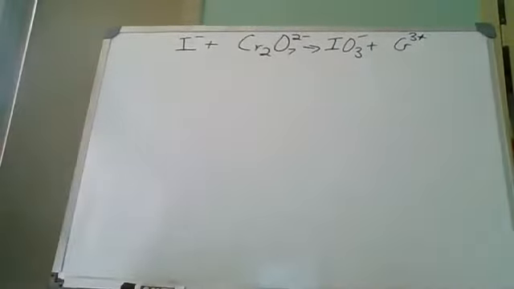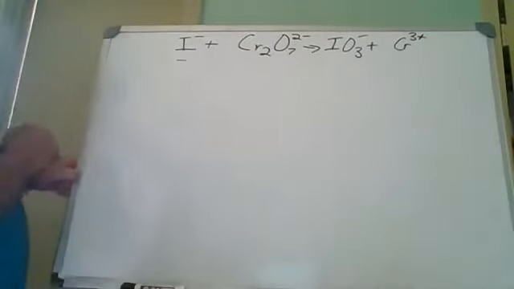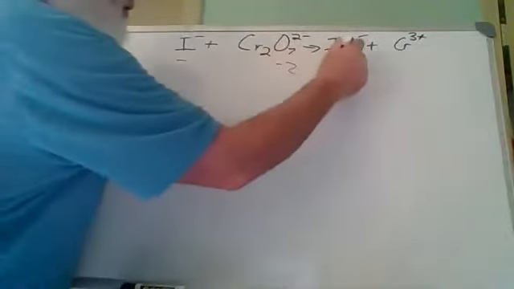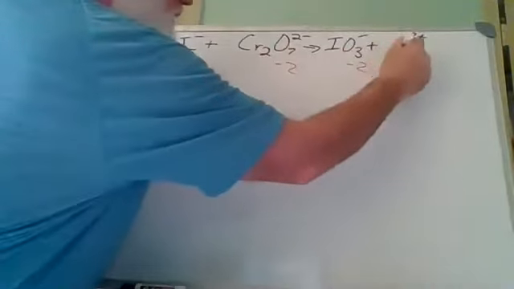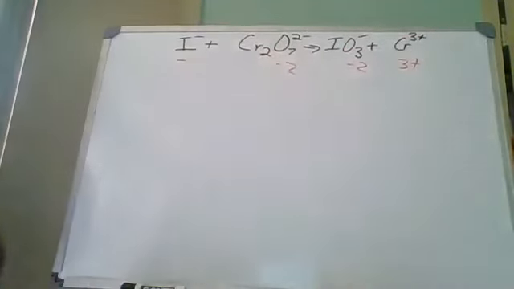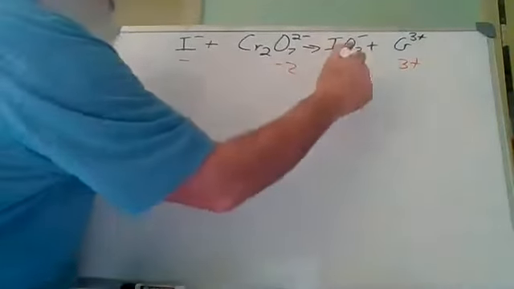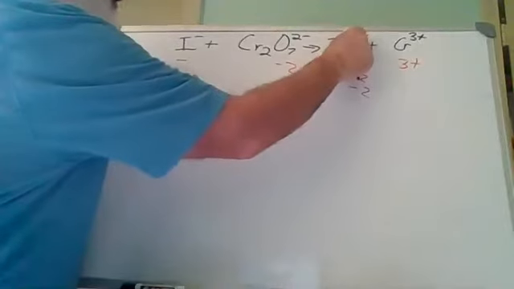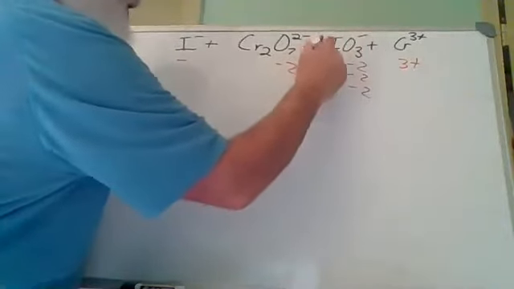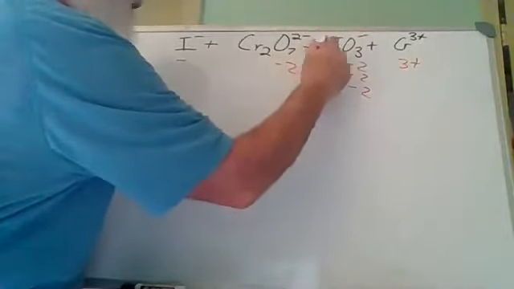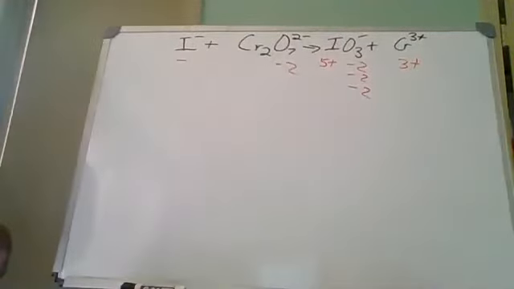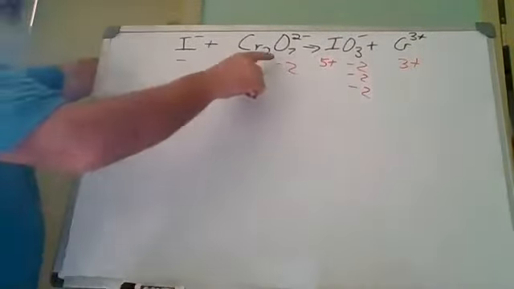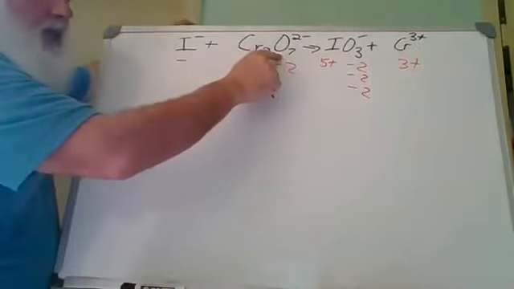Okay. So here we have -1. Here we have -2, -2, and +3. Now, I have -2 3 times here. All the oxidation numbers added together got to equal -1. So the iodine is +5. Similarly here, I have -2 7 times.